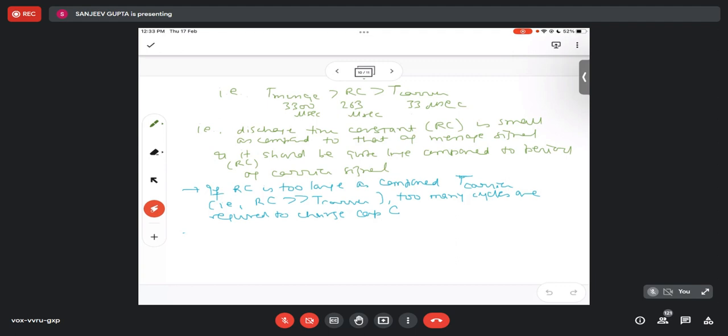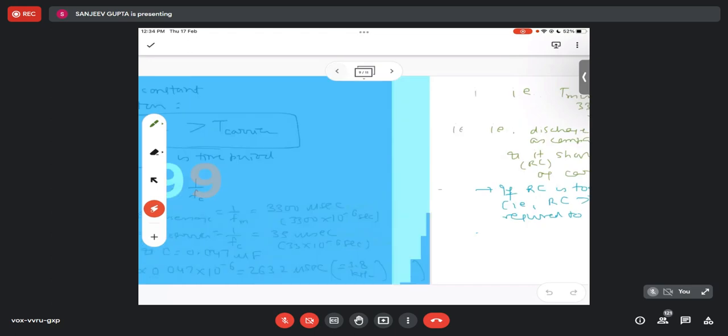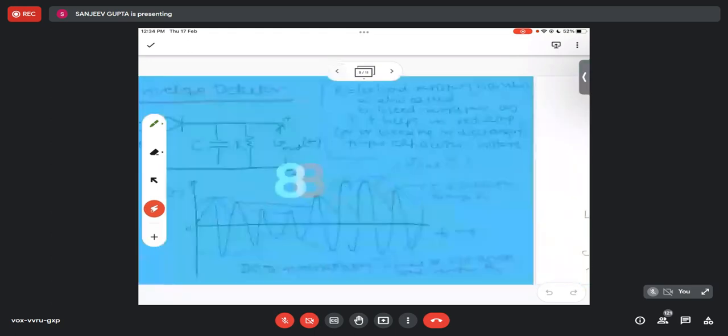It is in terms of the time period, but it can be expressed in terms of the frequency also, because T is 1 by F, or in terms of the angular frequency, 1 by 2 pi F, and so on. So everywhere you have to divide by 2 pi also. But this is the condition which we normally follow. That is important. If this condition is followed, you will get a detected output, which we have seen, like what we have got here, something like this.